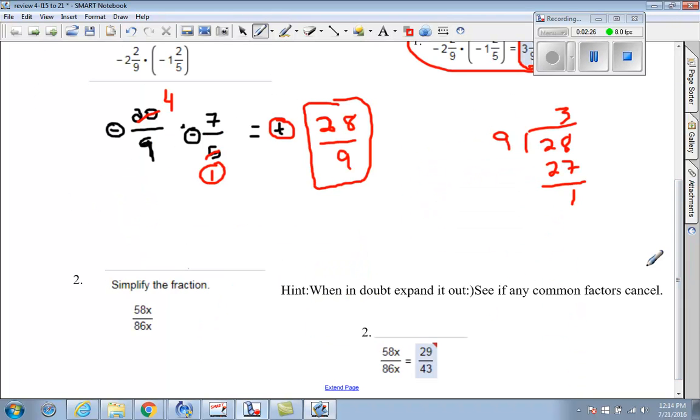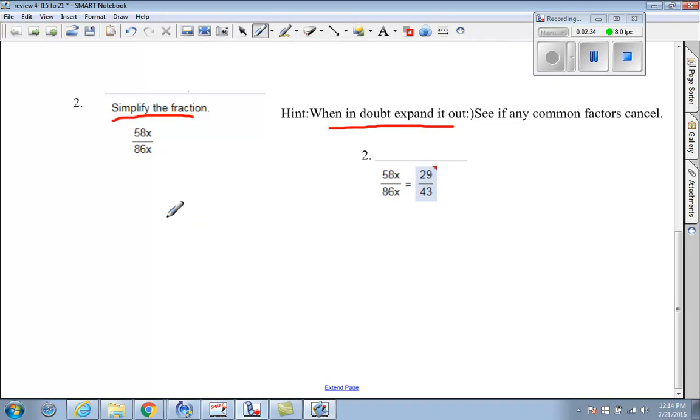Okay, let's head to number 2. Simplify the fraction. That means reduce the fraction. When in doubt, expand it out. So we recall from the guided notes that we're going to take a look at how 58 breaks apart into a product of factors. Well, we know 2 times 29. And 29 is prime, so that doesn't break any further. And then times x. So when in doubt, expand it out. I'm going to write 58x like this.